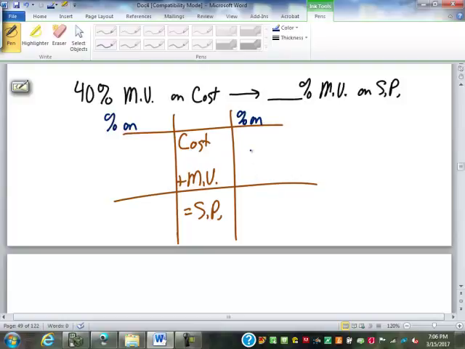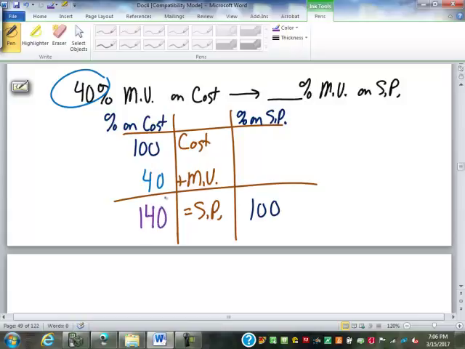So, on the left side, what did you put as percent on cost? Okay. So that means 100 goes on the cost. On the other side, it has to be percent on selling price then. 100 has to go with the selling price. So now, what do we do? 40 on the cost side of the markup. And that means this number is going to be 140. Always adding, going down.